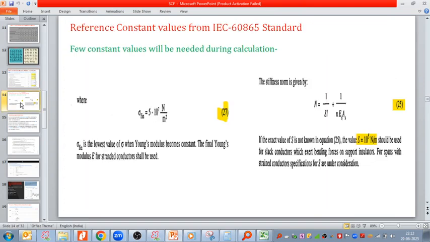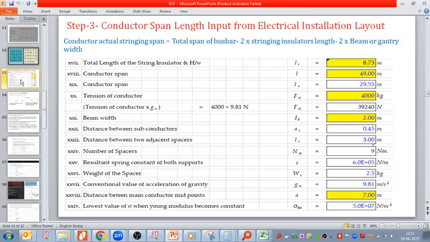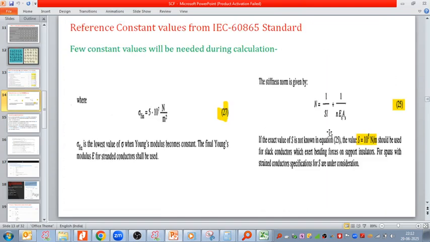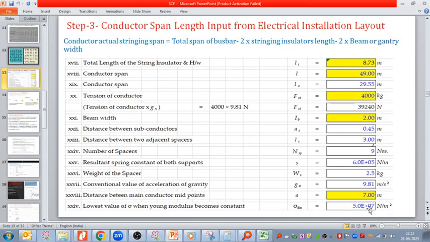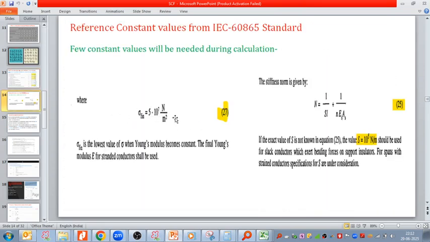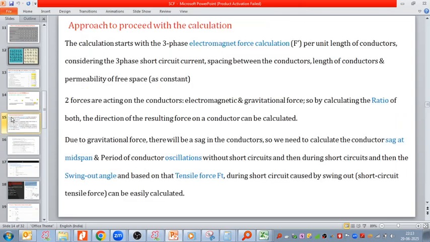Here, this spring constant is 5 into 10 to the power 7, not 10 to the power 5, that you can see here. I am taking 5 into 10 to the power 7. This reference I have pasted over here. You can refer here. A few constant values will be needed during the calculation, so I have mentioned them here, 5 into 10 to the power 7, all coming from 60865. So during the calculation I will take up this.